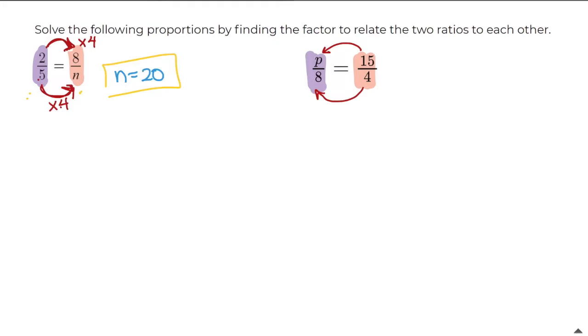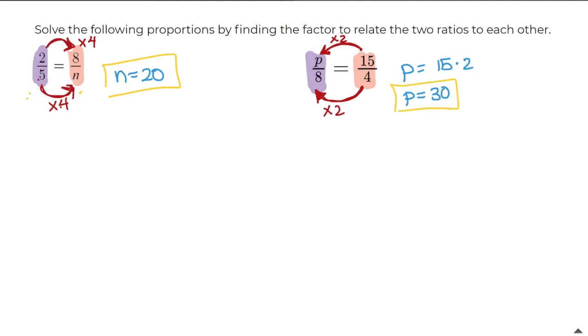Okay, so how do we go from 4 to 8? We'd multiply it by 2. It's twice as big. So to go from 15 to p, we would also multiply by 2. So that means that p would be equal to 15 times 2, which is 30.